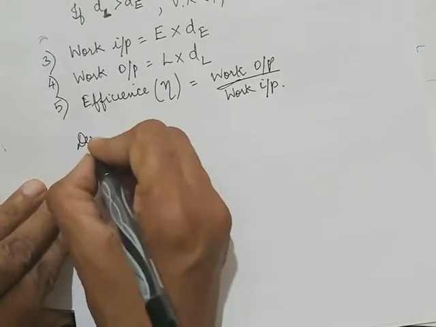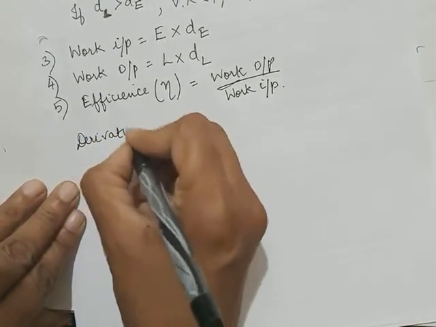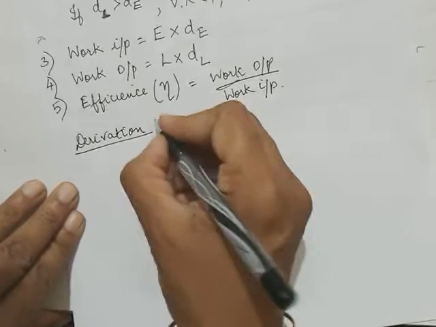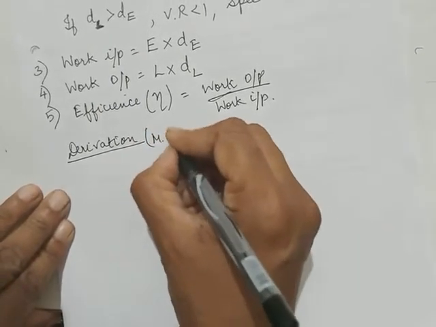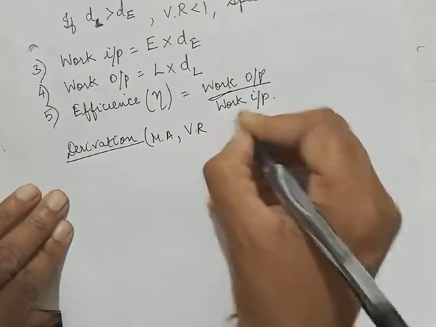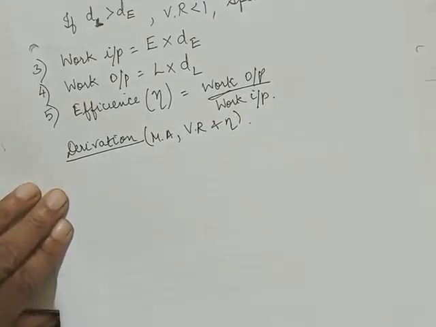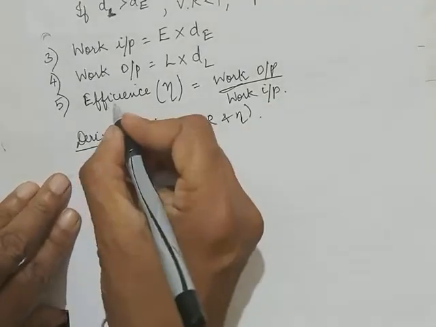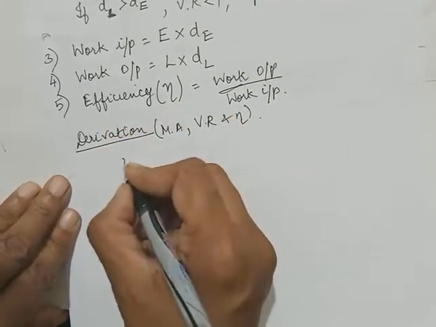Then there is a derivation. I'll quickly do that. It's very easy. This is the relationship between MA, VR and efficiency. So you have to start from here.